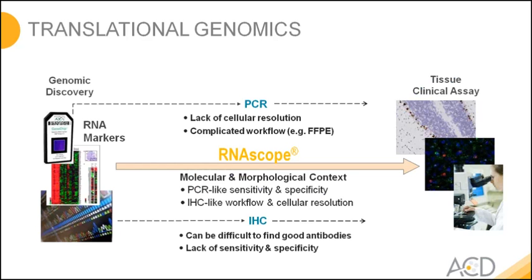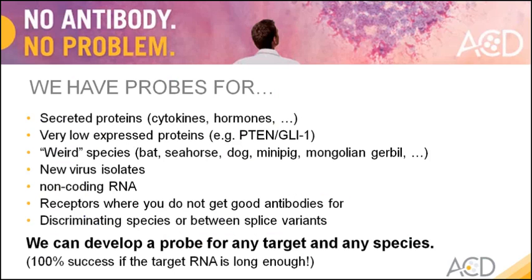So you can imagine that especially customers that don't have a good antibody for a certain IHC approach are very interested in this technology, and this is reflected in our probe catalog to some extent. So when you look at this slide here, we have probes for targets where IHC continues to struggle. So like secreted proteins, cytokines, hormones, proteins that are so low expressed that they escape detection with IHC, or of course species where no antibodies are created for, like seahorse or bat.